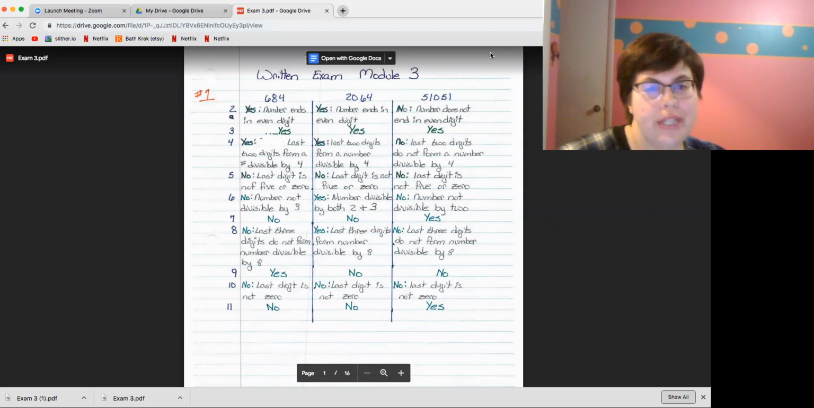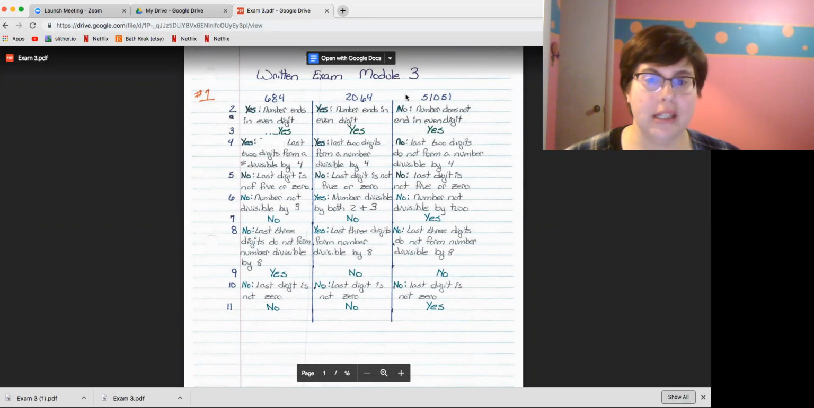Hi, I am doing the Zoom report for written exam module 3. Number 1, we were given numbers and we had to use the divisibility rules to determine what the divisors were for each of the larger numbers.